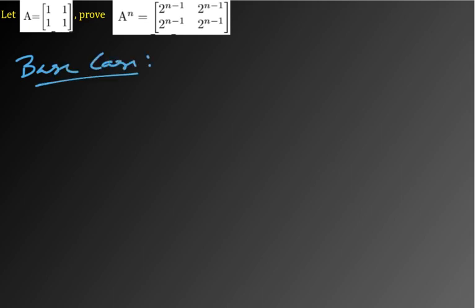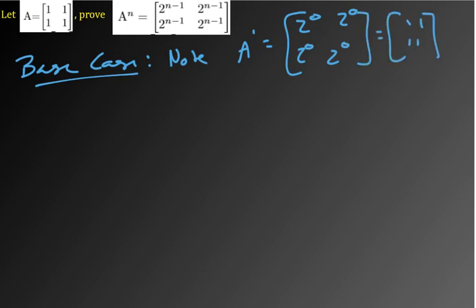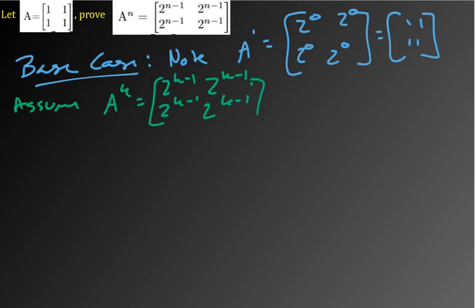you can just say something like, note A to the first is 2 to the 0, 2 to the 0, 2 to the 0, 2 to the 0, which is truly 1, 1, 1, 1. And then we're going to assume that A to the k equals 2 to the k minus 1 in every entry. And then we show that A to the k plus 1 is 2 to the k in every entry. All right.